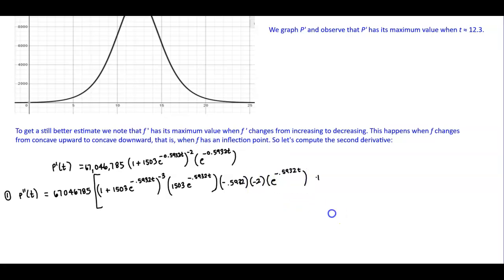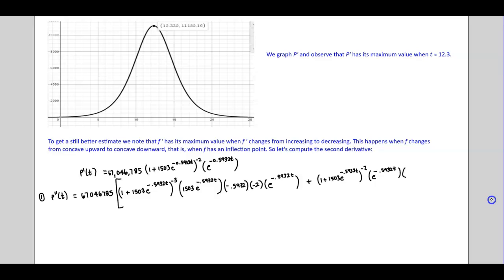Okay, so we're using the product rule, so it's going to be plus, we have (1 plus 1503 e to the negative 0.5932t) to the negative 2 times e to the negative 0.5932t times negative 0.5932.